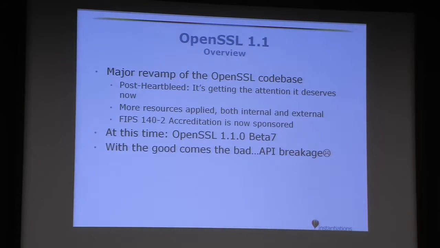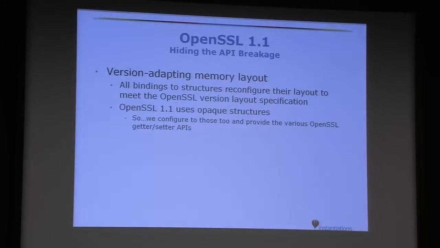So with all these new algorithms, this is all great. The bad: API breakage, we hate that. So in order to handle it, we do a few things. The first is we've got version-adapting memory layout. As a binding is made to a specific DLL, that version is detected, it rummages through all the binding wrappers, and they reconfigure their memory layout for that specific version of OpenSSL. Incidentally, in 1.1, most everything went opaque, so they provide getters and setters.